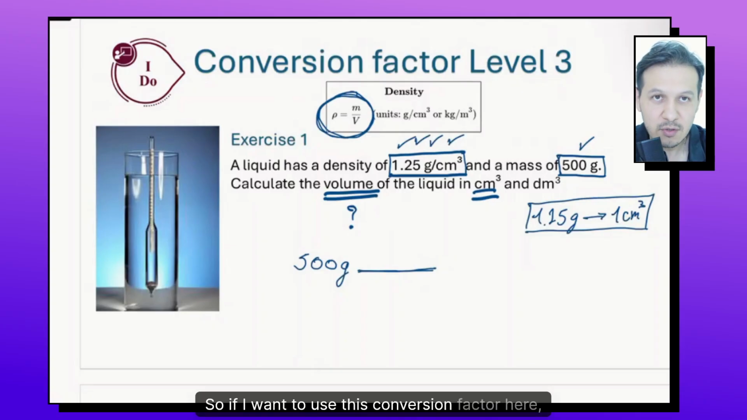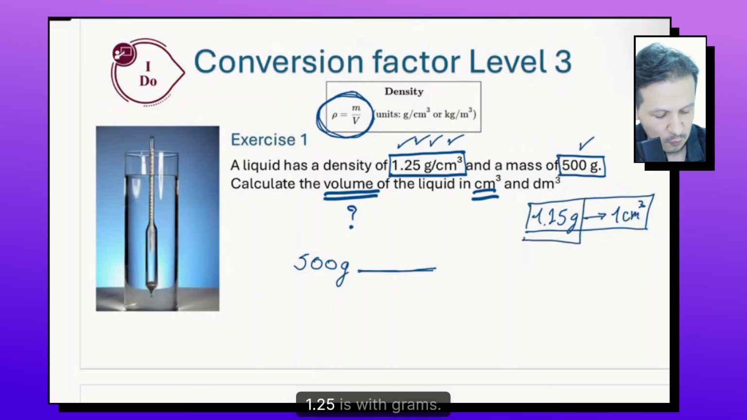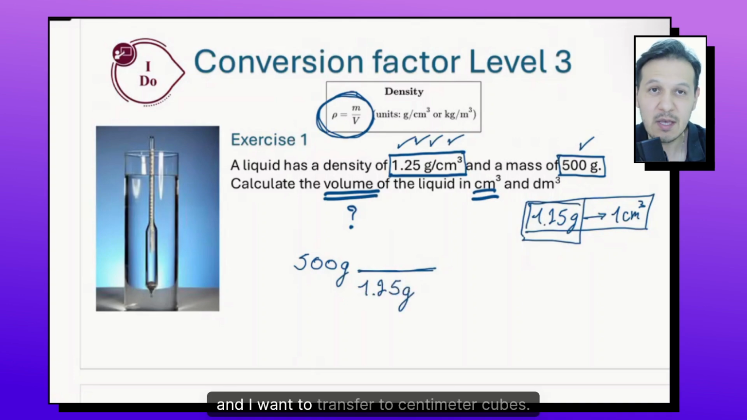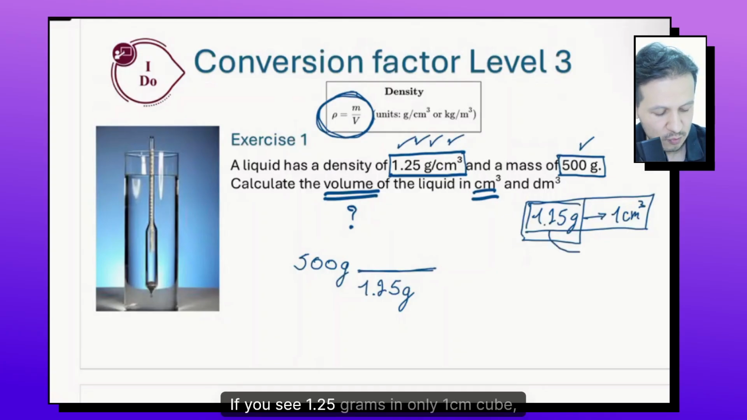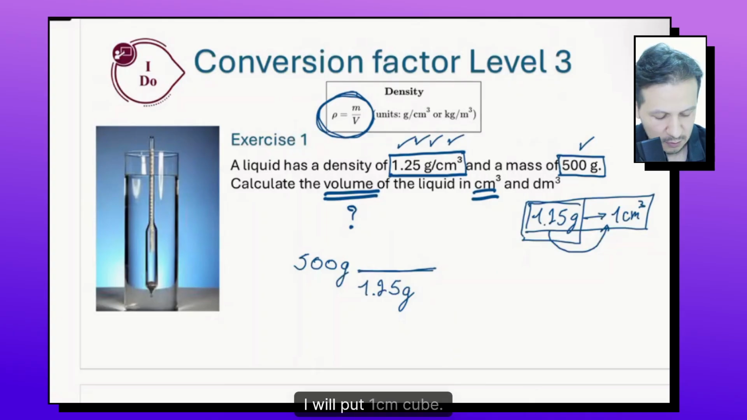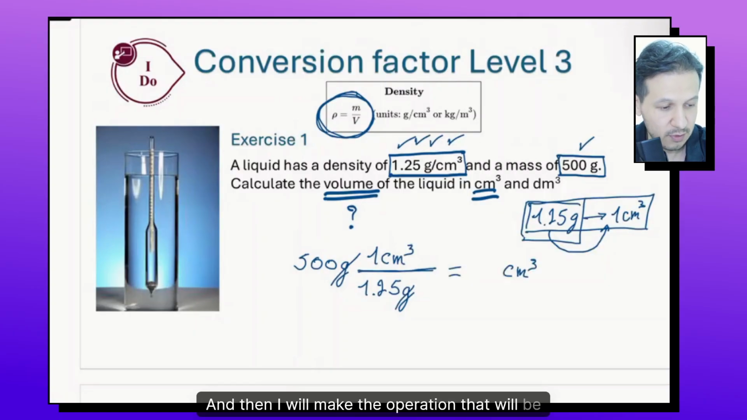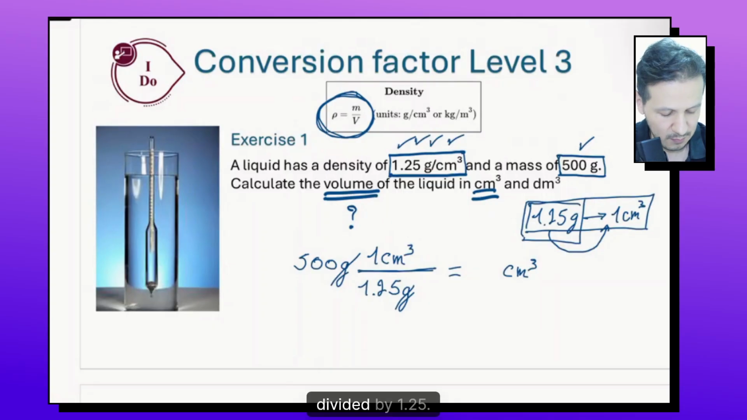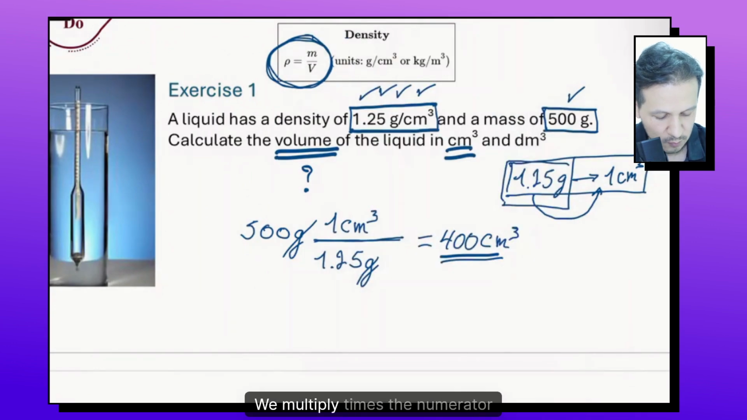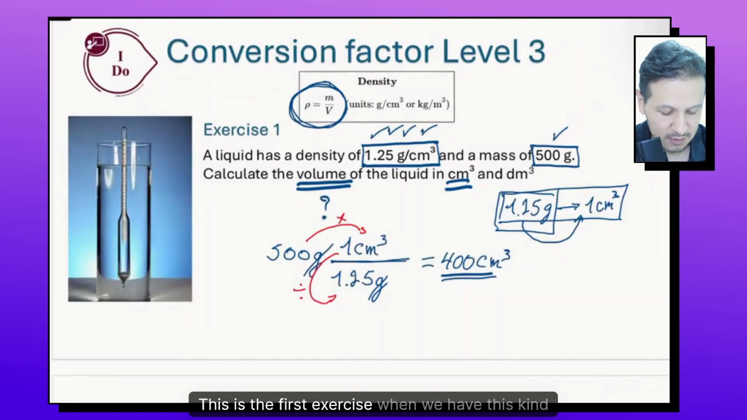So if I want to use this conversion factor here, I know that 1.25 is with grams. I will put 1.25 grams and I want to transfer to centimeter cubed. But in how many centimeter cubed? If you see, 1.25 grams is in only 1 centimeter cubed, so I will put 1 centimeter cubed. If I cancel grams and grams, my unit will be centimeter cubed. And then I will make the operation. That will be 500 divided by 1.25. The answer will be 400. Remember again, let's use another color. We multiply times the numerator, and the result we divide by the denominator. This is the first exercise when we have this kind of unit.